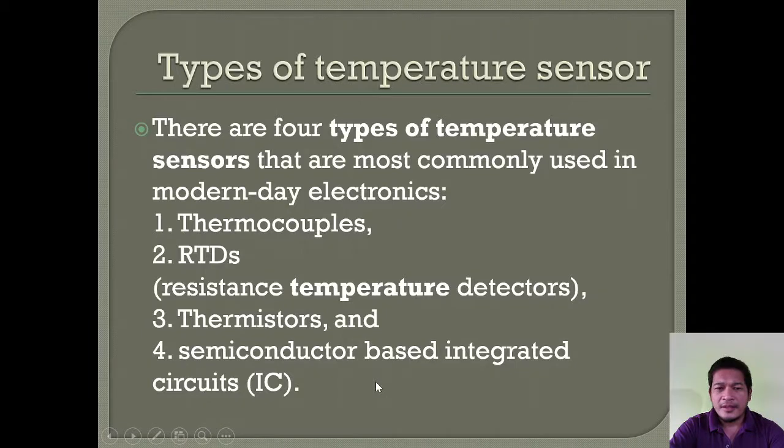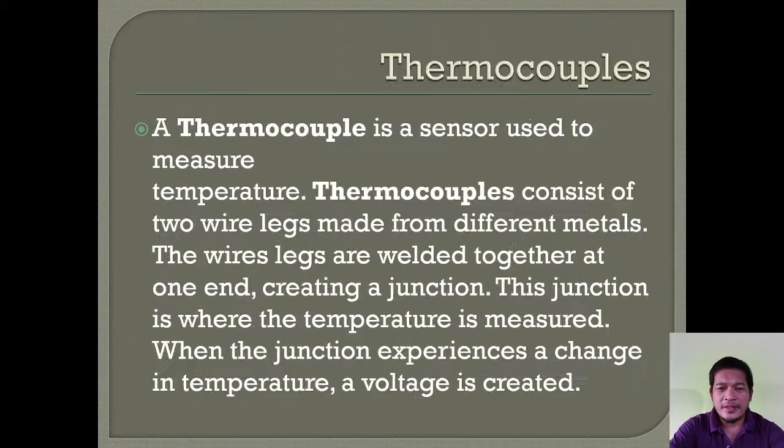Next, we're going to discuss what a thermocouple is. A thermocouple is a sensor used to measure temperature. Thermocouples consist of two wire legs made from different metals. If both are the same metal, for example copper and copper, there is no reading because the input signals are the same. What we look at is the voltage difference that it creates, and there is no difference because they are the same.